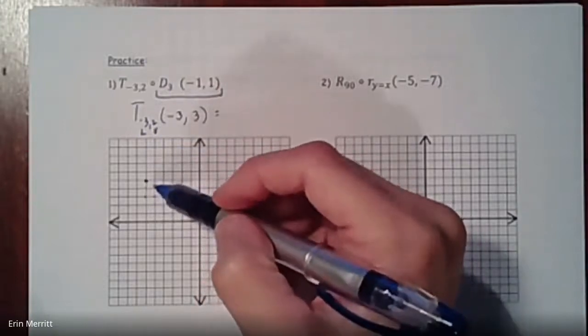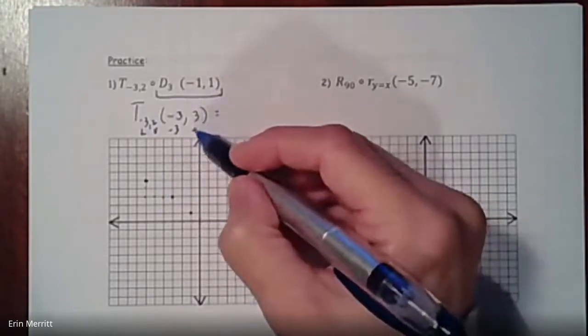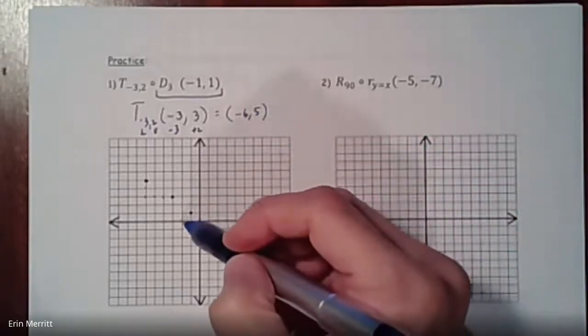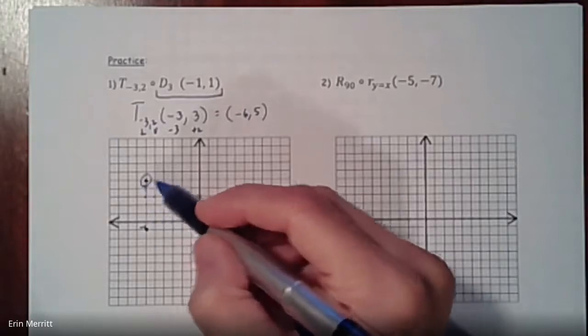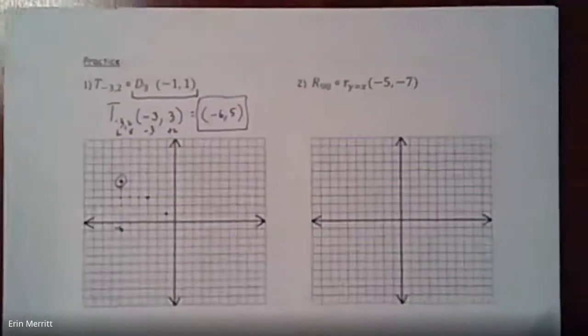Or I can think about adding -3 or subtracting 3, if you will, and then adding 2. It should land at negative 6, 5, and then we can come check. Negative 1, 2, 3, 4, 5, 6. Up 1, 2, 3, 4, 5. There we go.